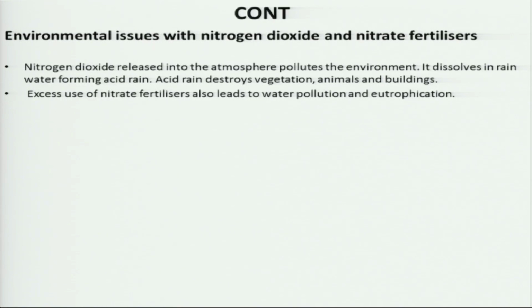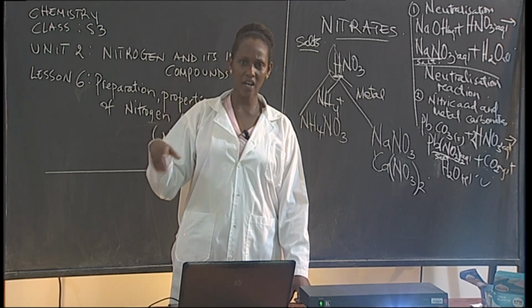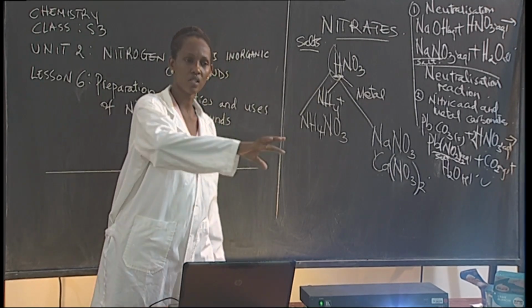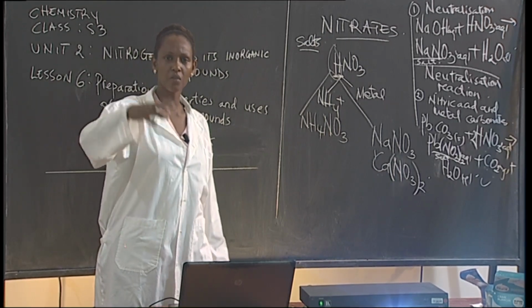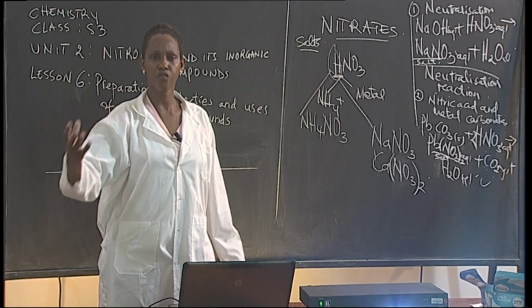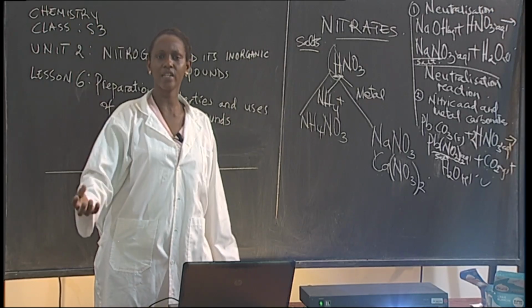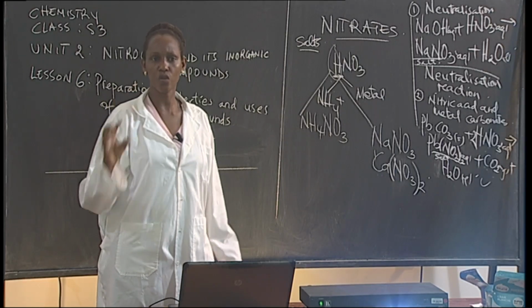How about nitrate fertilizers? When you apply nitrate fertilizers on the farm, well and good, they will help to grow your crops. But in the long run, when rain comes and there is what we call soil erosion, the topsoil together with those nitrate fertilizers is washed away. Let's say there is a nearby river. When those fertilizers accumulate in a nearby river, they will lead to outgrowth of unwanted plants in the river. Then those plants will lead to competition. That is what we call eutrophication.